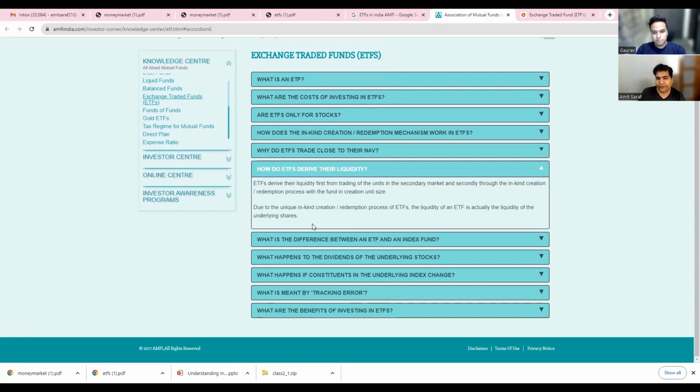How do ETFs derive their liquidity? ETFs derive liquidity first from trading of the units in the secondary market, and secondly from the in-kind creation and redemption process with the fund, which has a creation unit size.